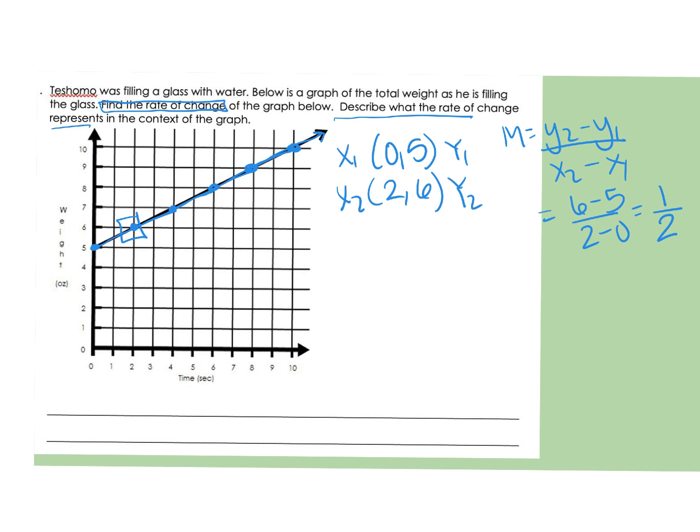This just means our slope is less than 1. That's okay. 1 what? 1, what's on top? The y value. What are the y values representing? This is the y-axis. Weight. So that is 1 ounce. 2 is my x value. 1 ounce for every 2 seconds.